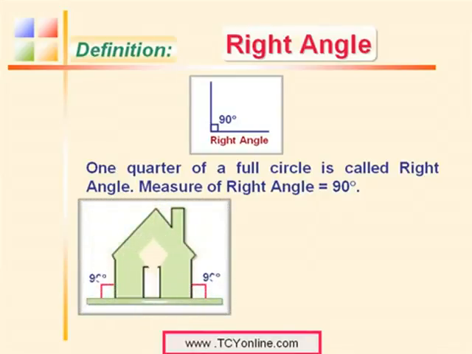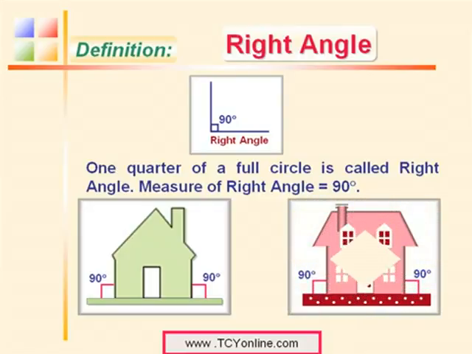Let's look at the example of a right angle. Suppose there is a building standing on the ground. Now this building makes an angle of 90 degrees with the ground. So we can say that these are the right angles.